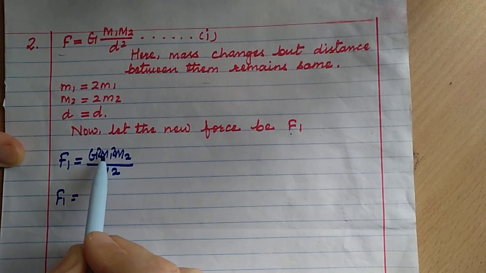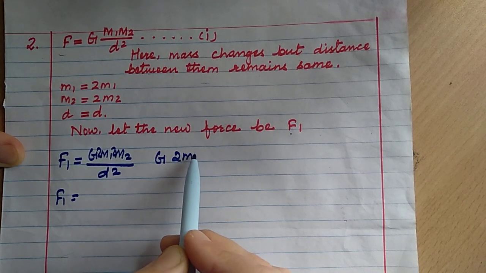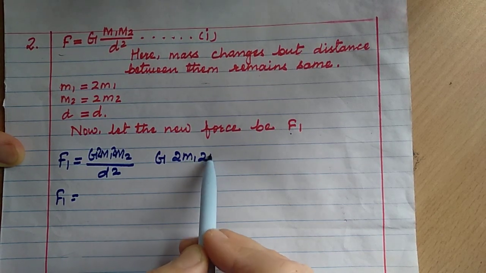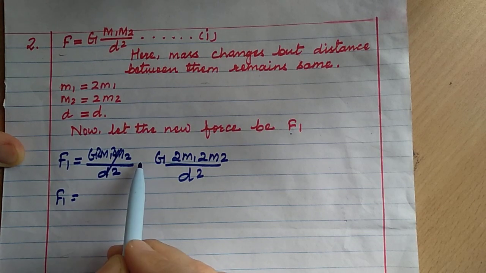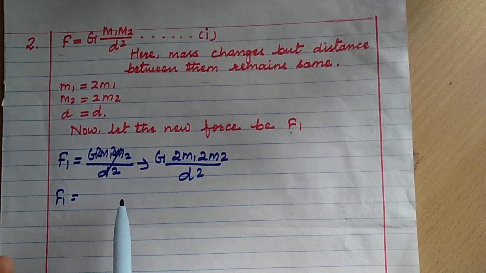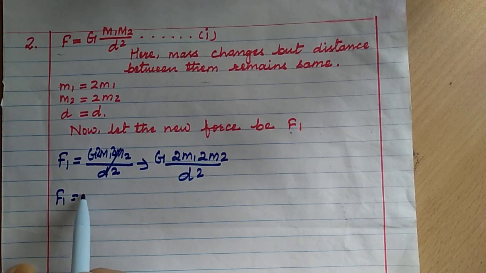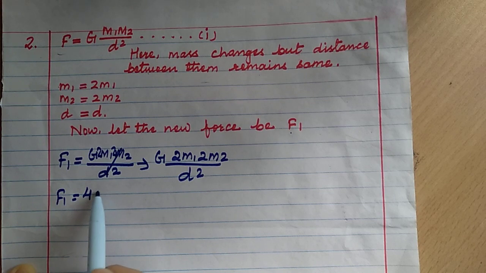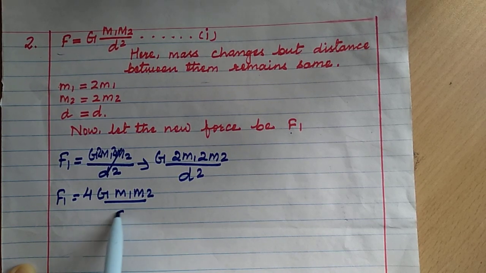F1 is equal to 2m1, or you can write it this way, 2m1 times 2m2 divided by d square, right? So this is looking untidy. Now do the multiplication: 2 2s are 4, 2 into 2 is 4, and G m1 m2 divided by d square.